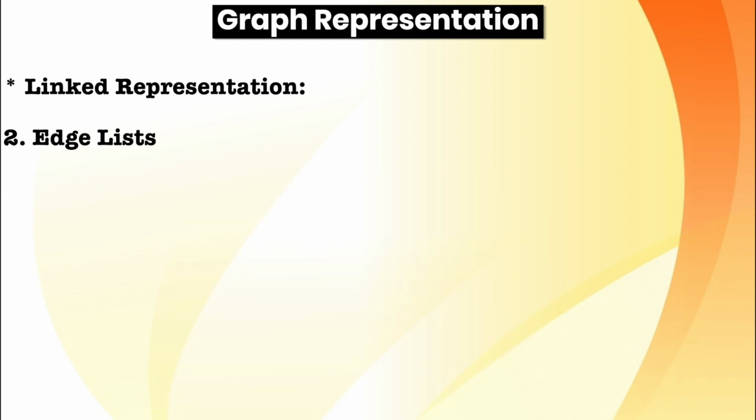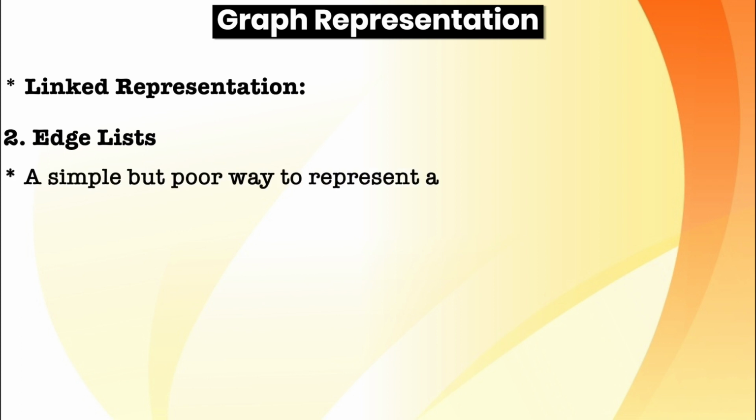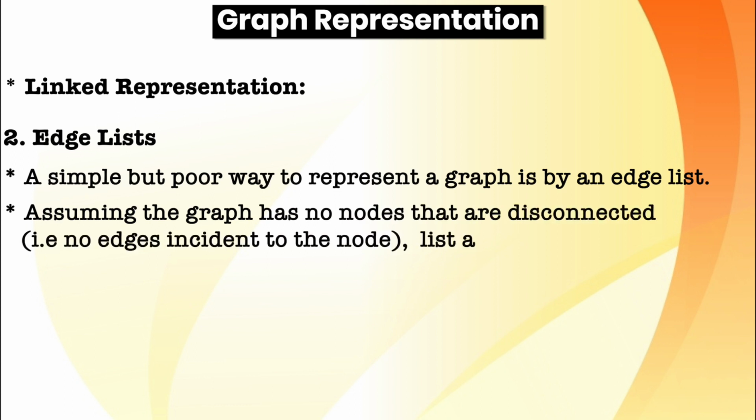Next, it can be represented by edge lists. An edge list is a simple list but a poor way to represent a graph. Assuming the graph has no nodes that are disconnected, that is, no edges incident to a particular node, list all the edges as pairs of vertices.